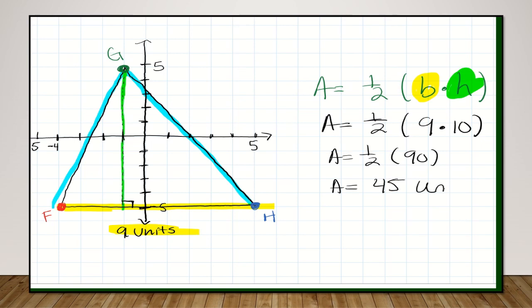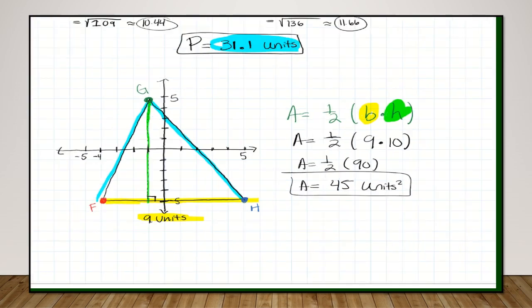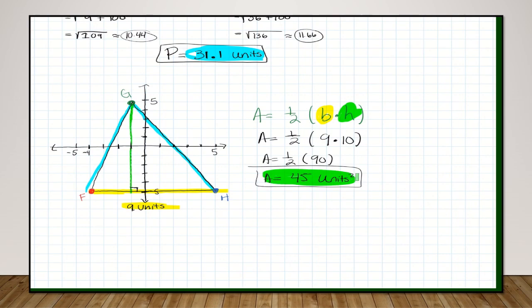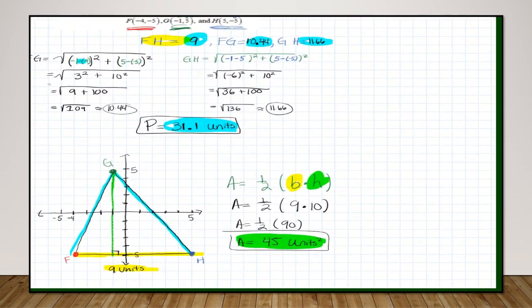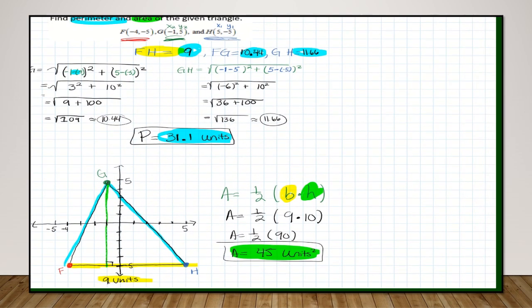So base times height is 90. Take half of 90, that would be 45. And since this is area, it would be square units. So we found the two items the problem was asking us for: perimeter and the area.